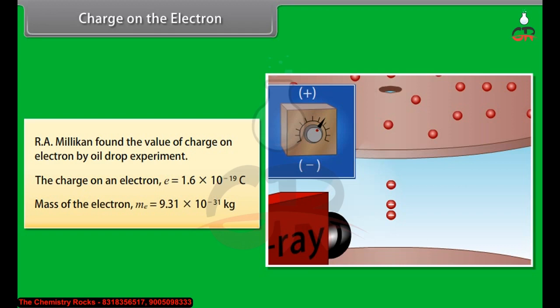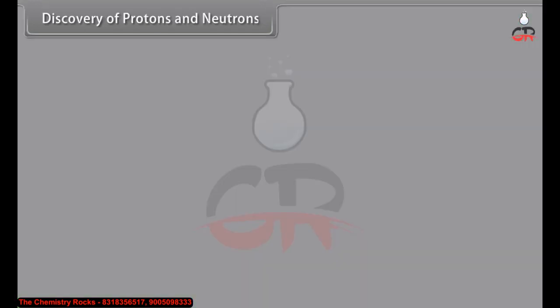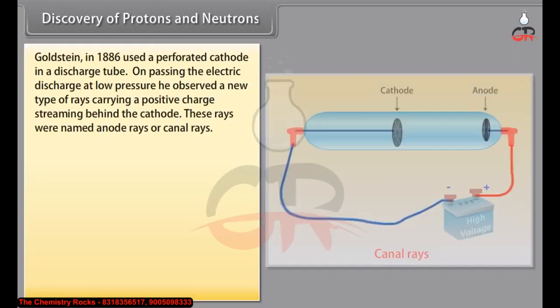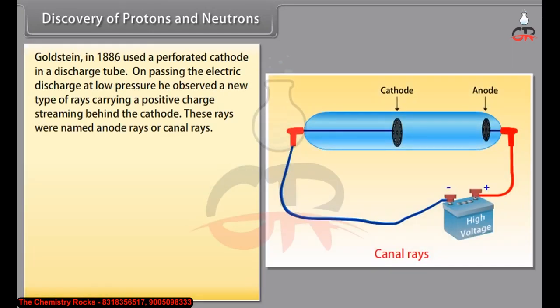Discovery of protons and neutrons. Goldstein in 1886 used a perforated cathode in a discharge tube. On passing the electric discharge at low pressure, he observed a new type of rays carrying a positive charge streaming behind the cathode. These rays were named as anode rays or canal rays.